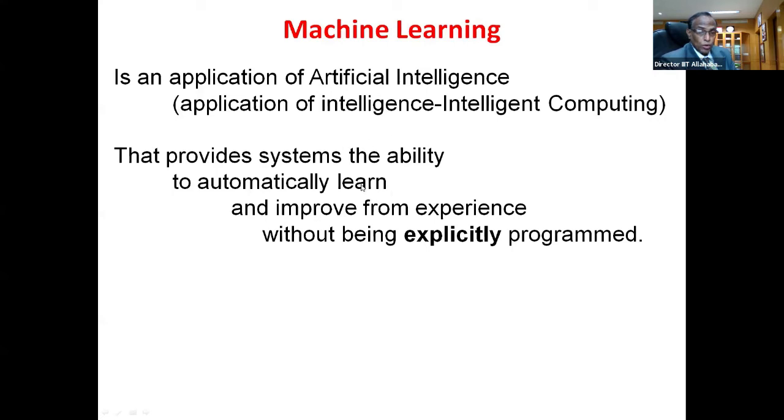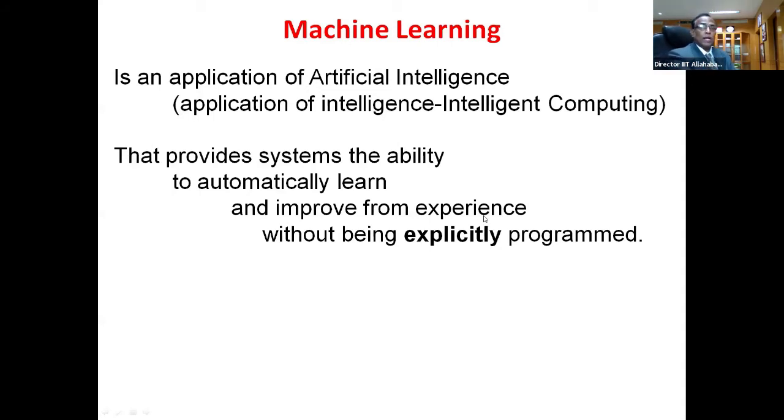So who is going to provide that ability? Again, a set of code only. You should be writing a set of algorithms. You should be designing a set of algorithms which will provide the ability to the machine to automatically learn, and another set of code, another set of program in addition to this program, which will improve with experience.